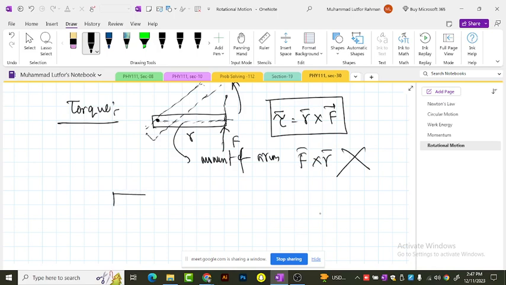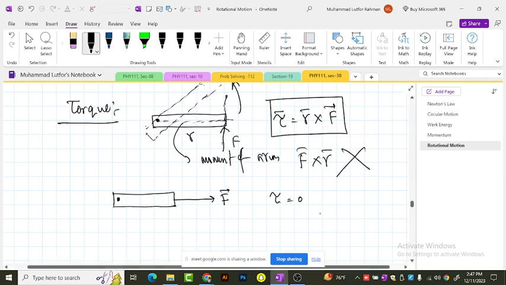Let's say I have this object and I want to rotate it about this point, and I apply this force in this direction. Due to that force, will this system rotate? No, sir, this system is going to move forward, if it is fixed over here, it is not going to rotate. The reason is the torque is 0 in that case. Since it's not rotating, the torque would be 0. Why?